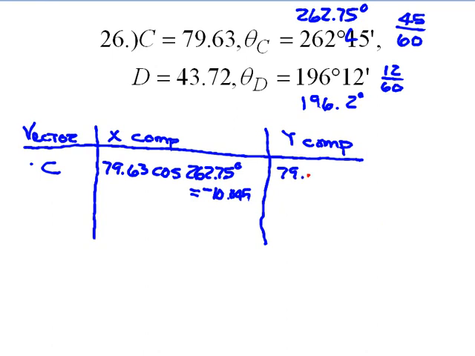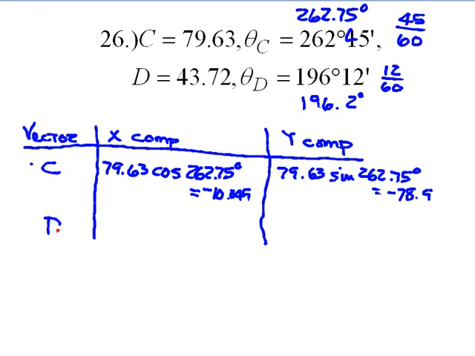Let's see, 79.63 sine of 262.75 equals negative 78.9.